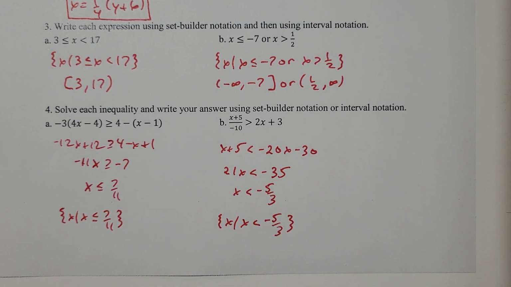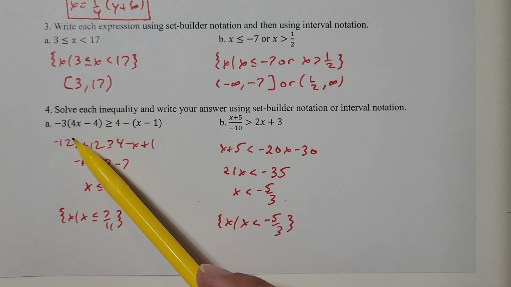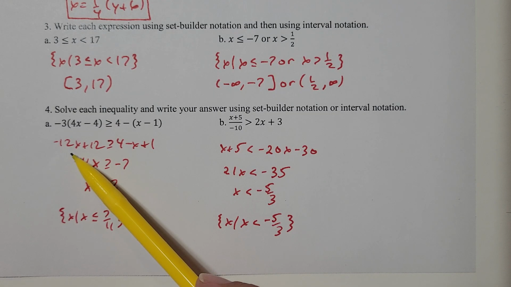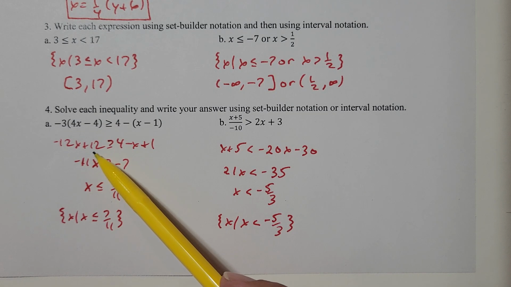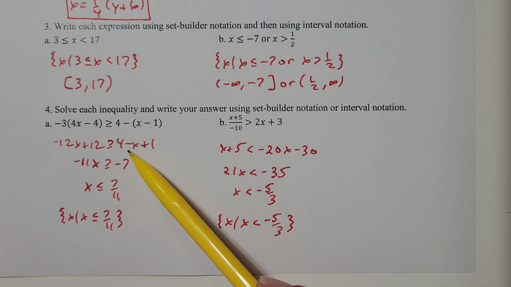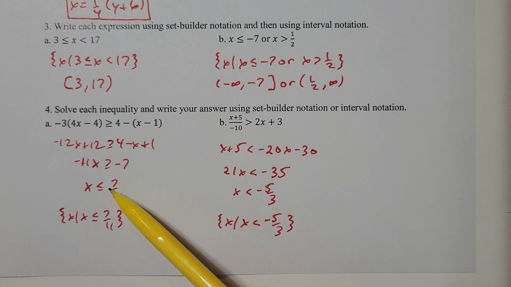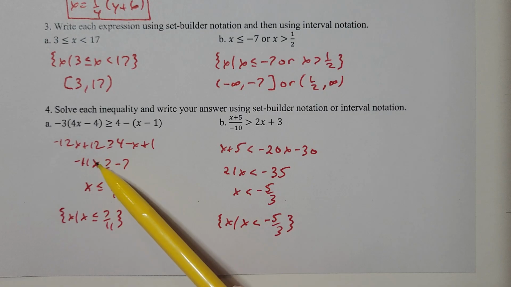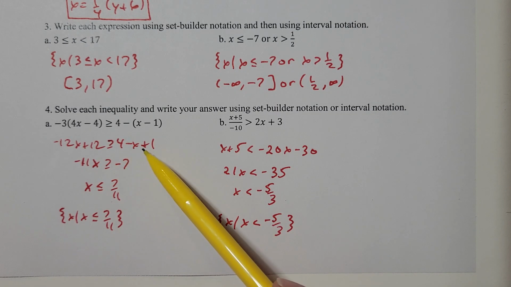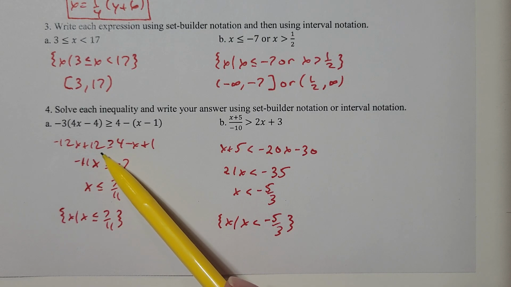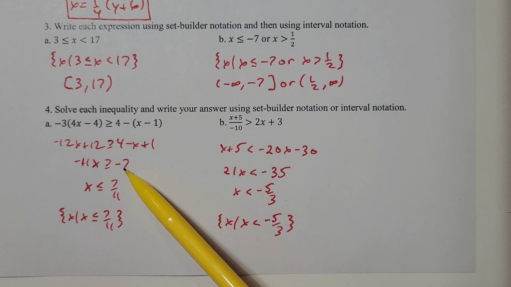So part A, we've got -3 times 4x minus 4 greater than or equal to 4 minus the quantity x minus 1. Solve for x. If I distribute -3 on the left, I get -12x plus 12, which is greater than or equal to 4 minus x plus 1. Anything involving x, let's get on the left. All the other numbers, let's get on the right. 4 plus 1 is 5, and then when I subtract 12, 5 minus 12 is -7.